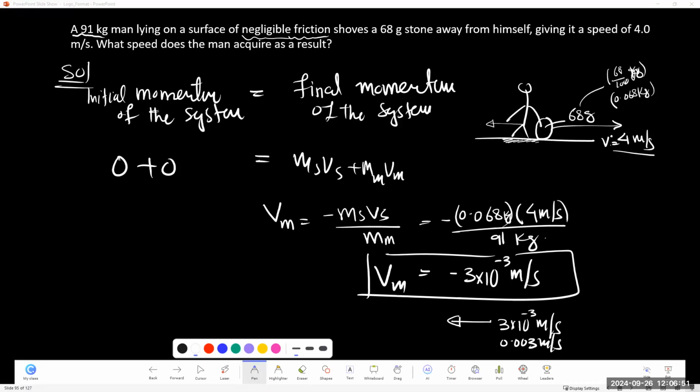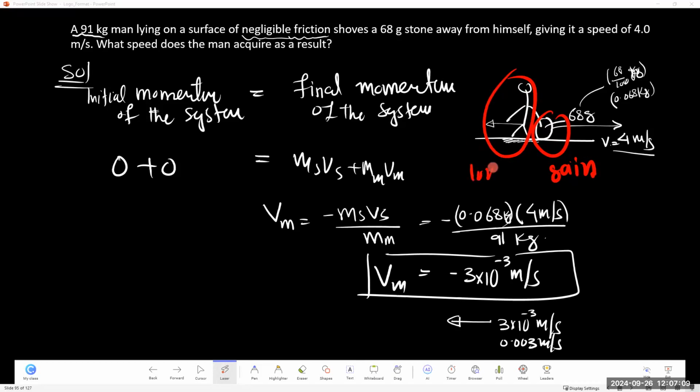So stone is moving with 4 meters per second because that's how much exchange of the momentum, right? Just a reminder, whatever the momentum this stone gains, same thing, whatever the momentum this person lost. So gain and loss should be equal. That is the conservation of momentum.